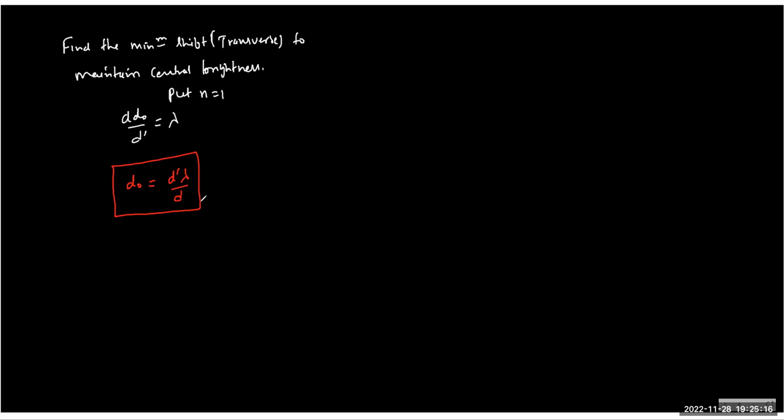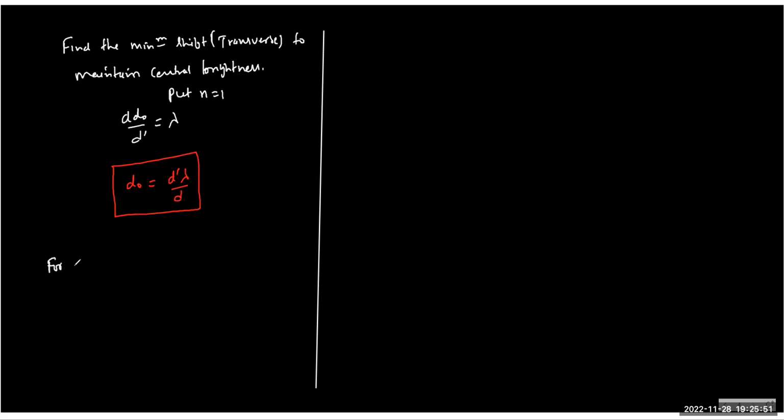So how are questions made? Questions are made in this particular fashion. Let's say you want to replace the central brightness with darkness. What is the minimum shift required to change the brightness to complete darkness? Half, exactly. So that will be half of this value, so it will be lambda by 2. So the answer will be D dash lambda by 2D, right?